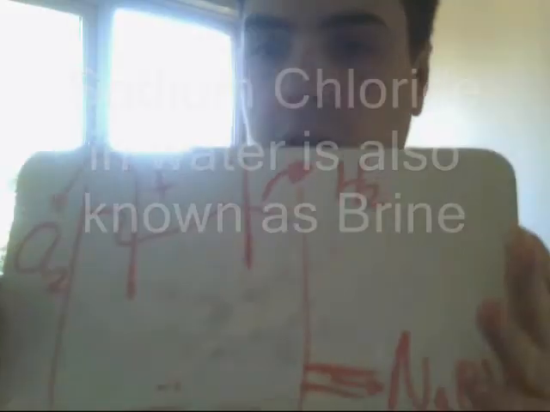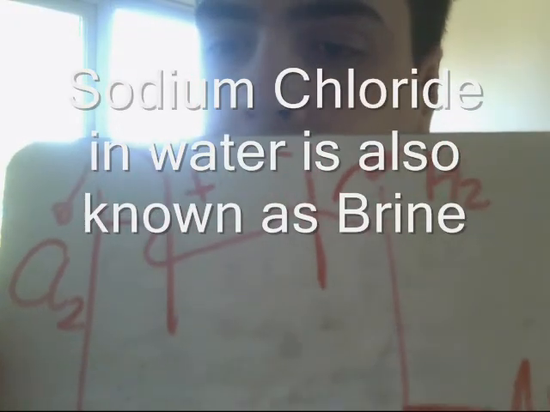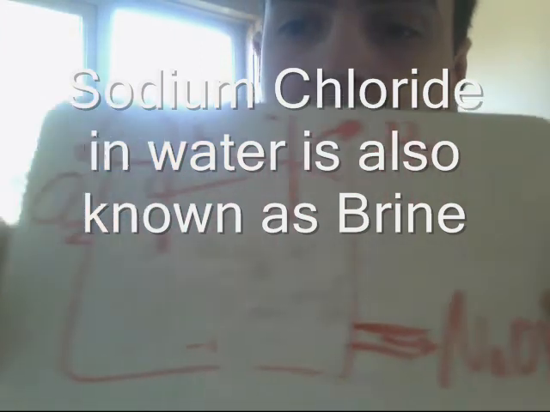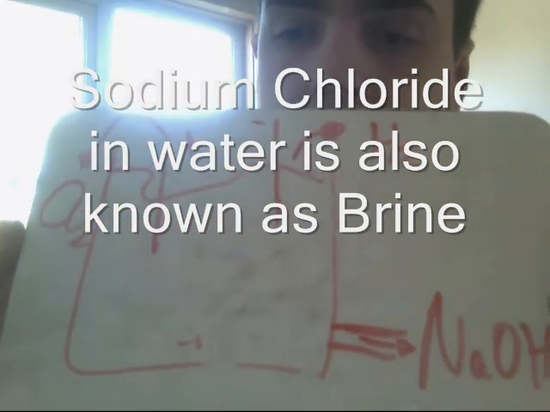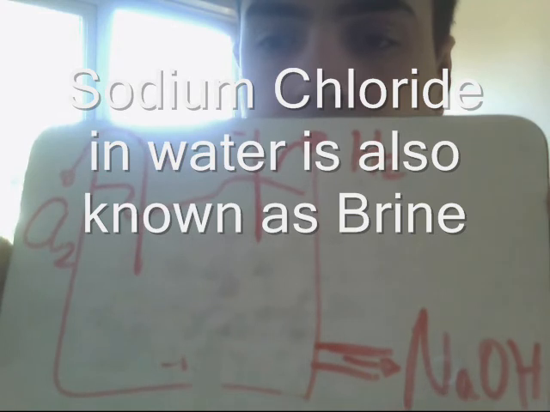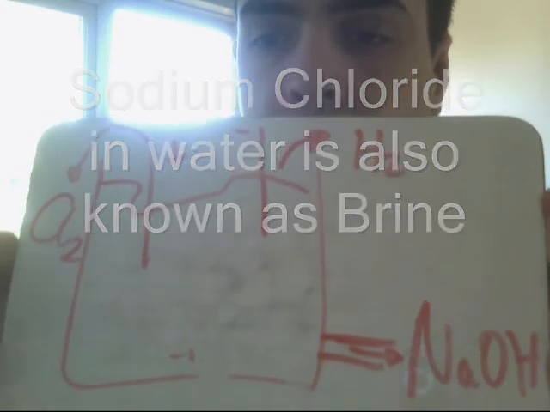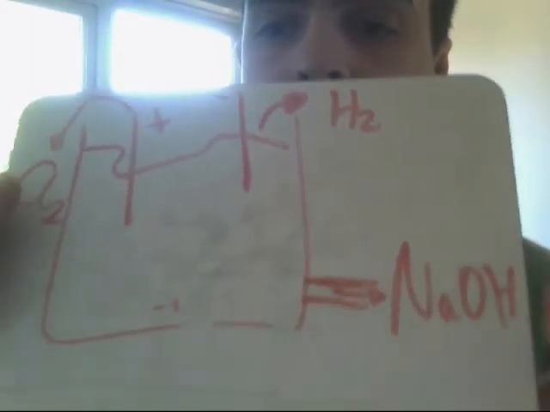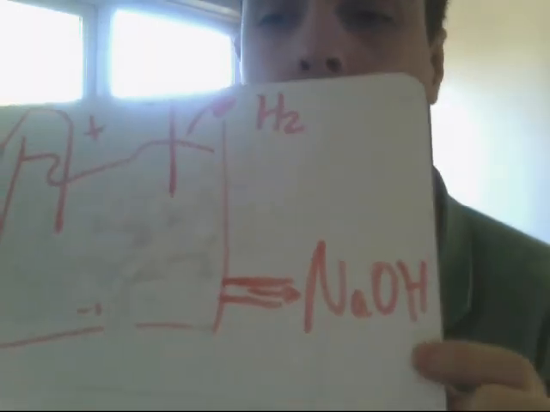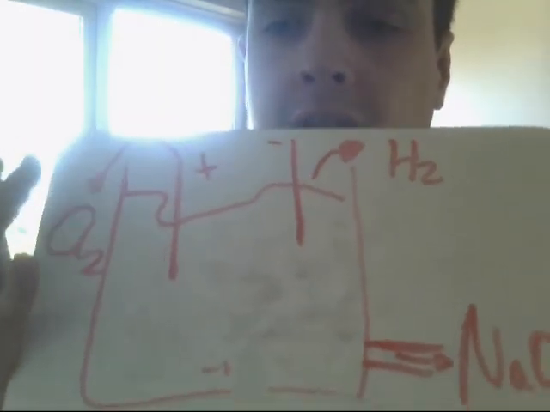So those are the products from the electrolysis of sodium chloride in water, so dissolved sodium chloride: sodium hydroxide at the bottom, hydrogen gas over this side and chlorine gas over that side.